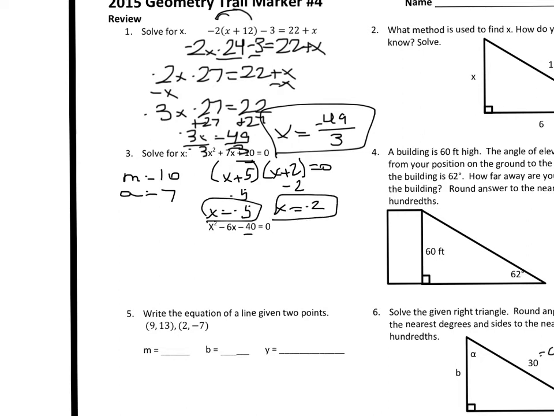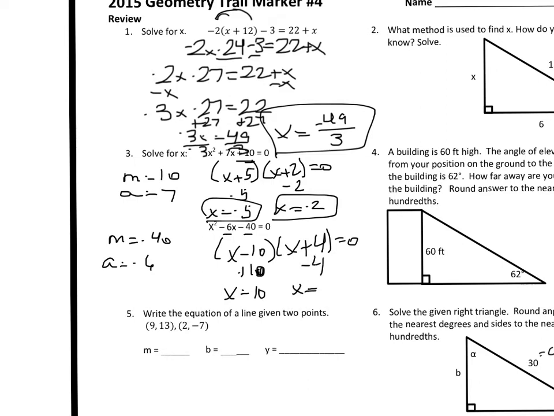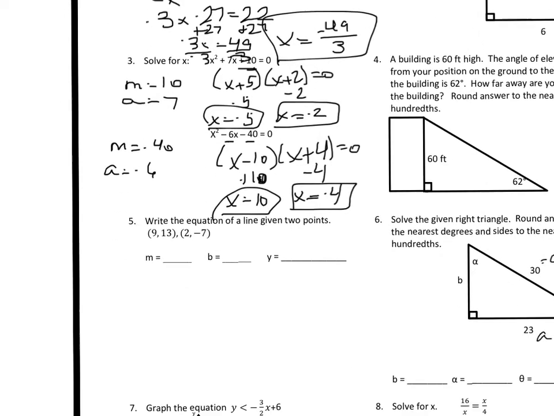Okay, same skill. Multiply to -40 and add to -6. 2 numbers that do it. Things that multiply to 40 are 4 and 10. That might be it then, because it has to add to -6. So if it adds to -6, then it's got to be a -10 and a +4 equal to 0. So I'm going to add 10 to both sides, and I get x equals 10, and I'm going to subtract 4 from both sides, and I get x equals -4. Those are my 2 answers. So multiply to c, add to b.